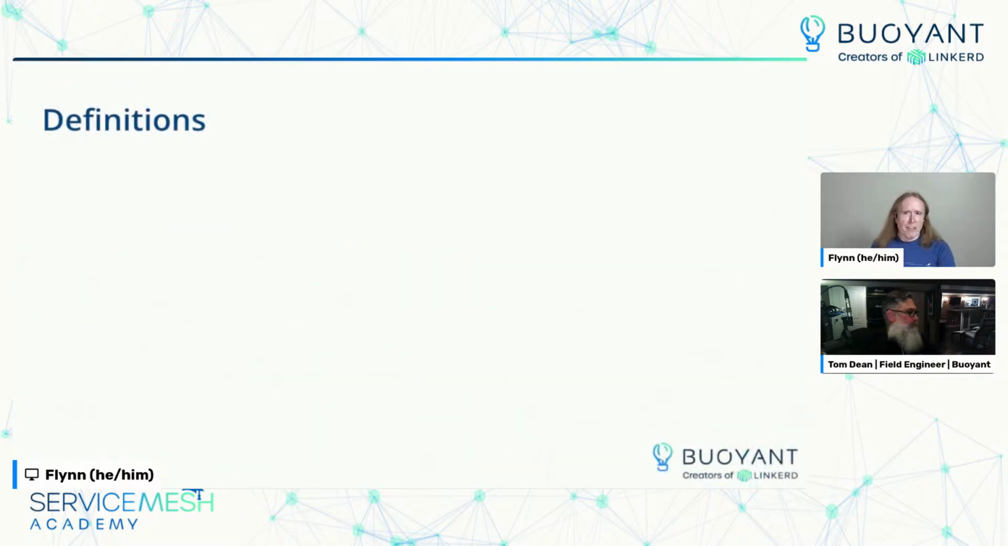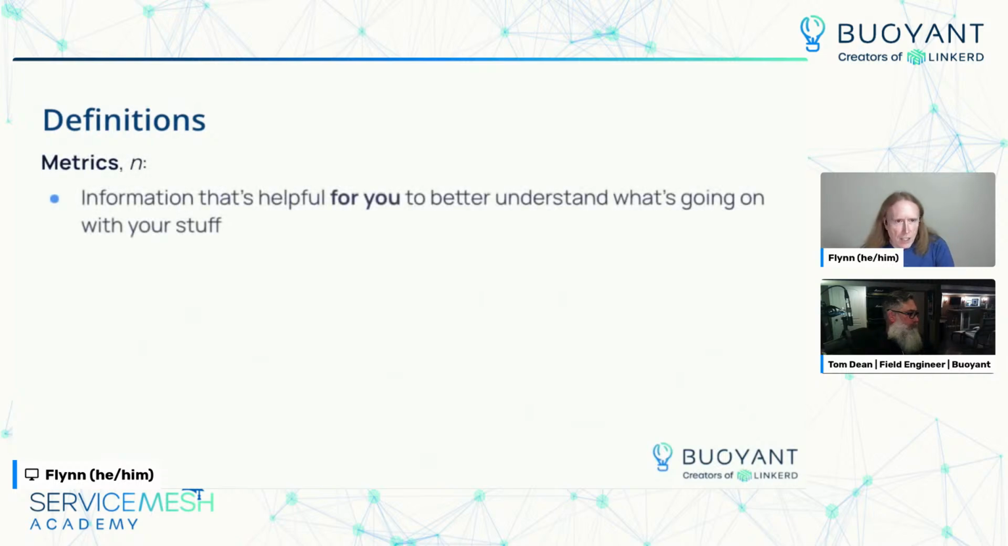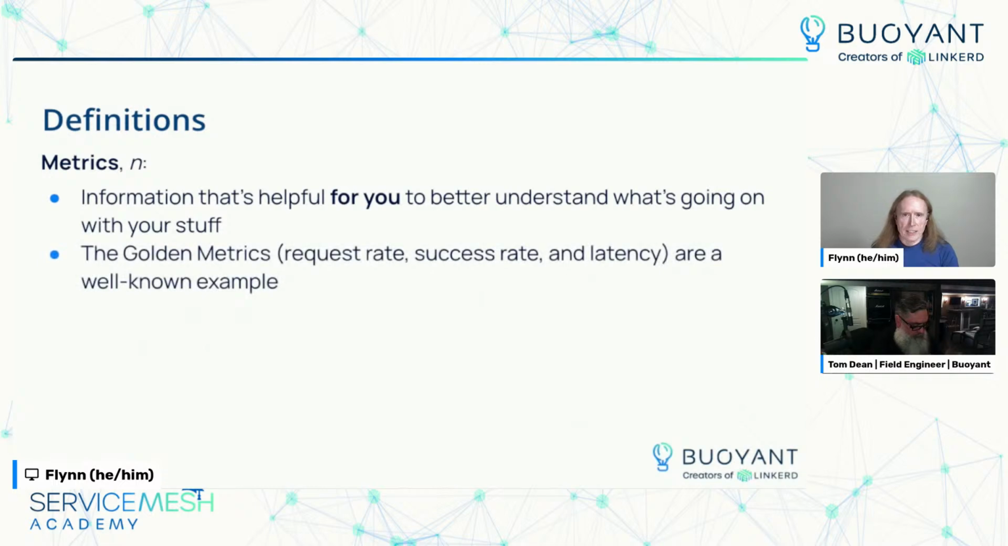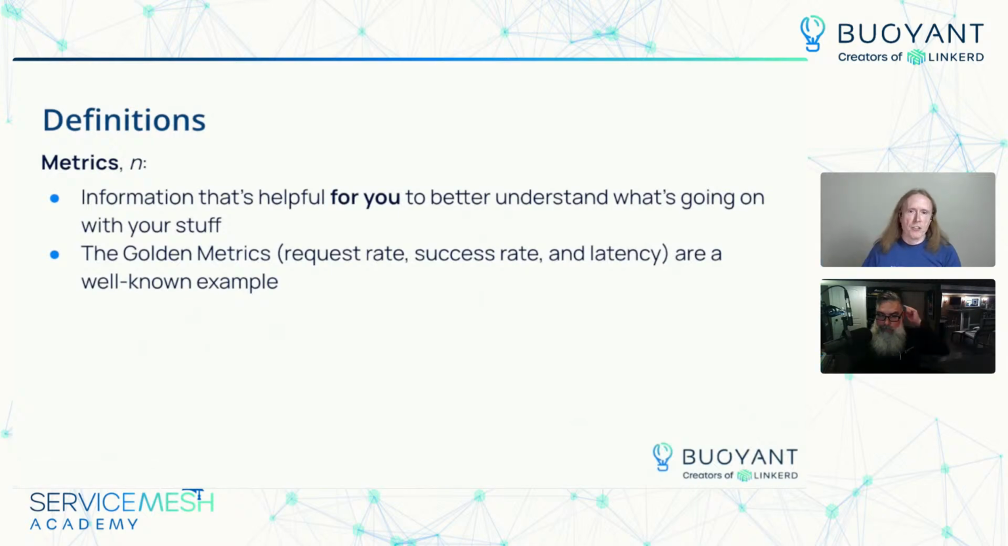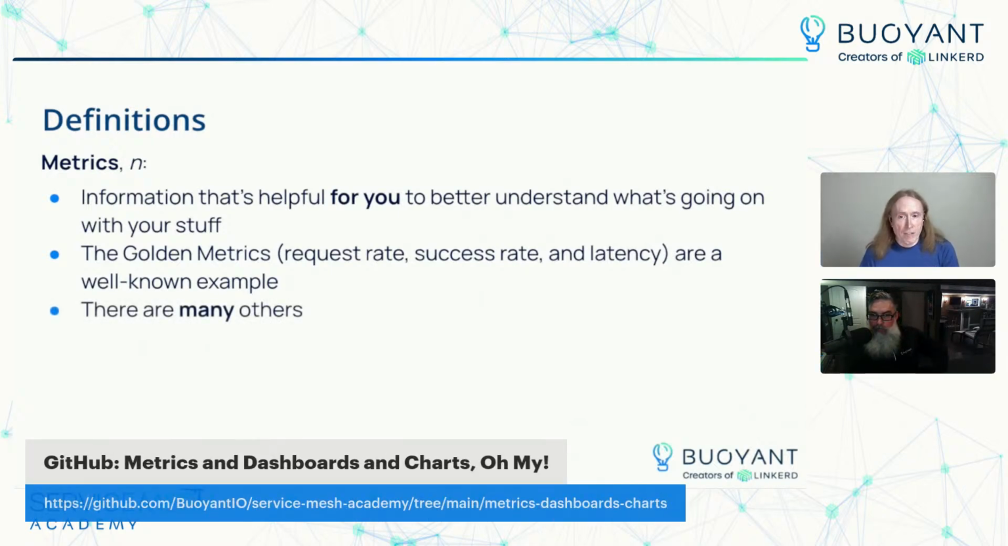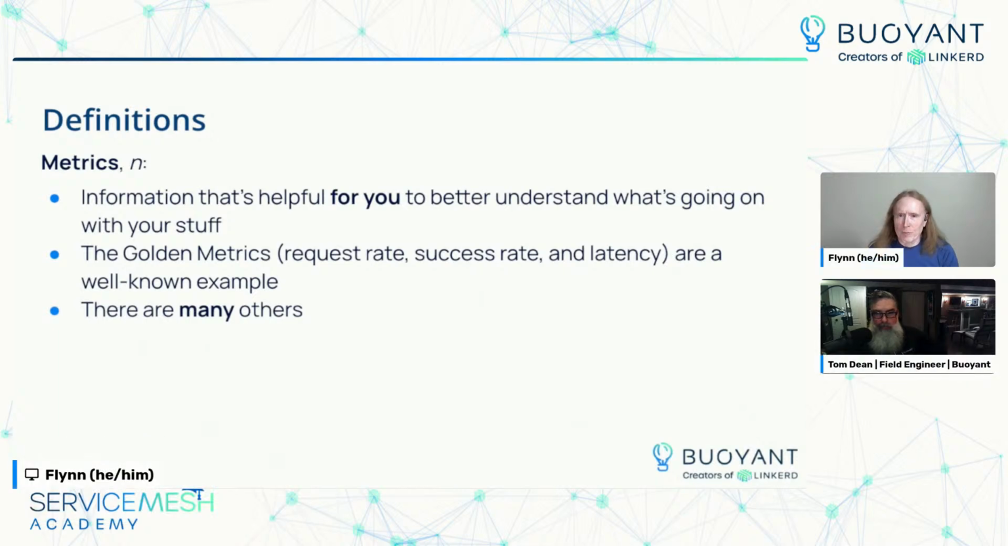Let's start with a couple of definitions. Metrics: information that is helpful for you to better understand what's going on with your stuff. Some examples of these, the golden metrics that we talk about all the time in Linkerd: request rate, success rate, latency. These are great examples of metrics. They are things that you can get the system to produce for you. You look at them to understand better what your application is doing. There are a lot of other metrics. We are going to talk about some of these. There's a lot of information, especially that service meshes can provide.